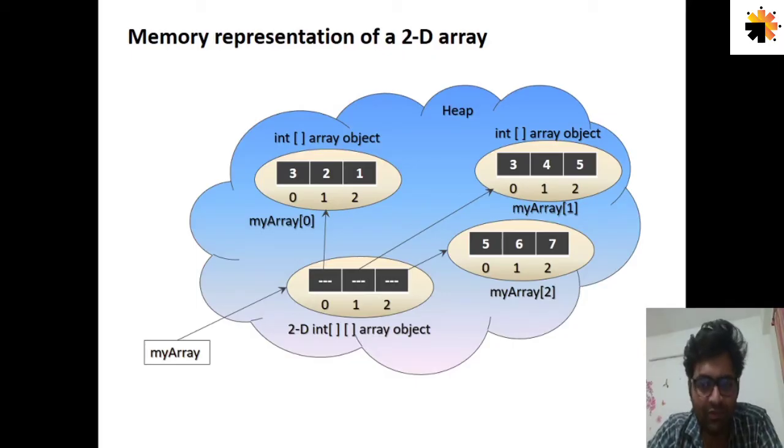So whenever I want to retrieve any value from here, for example I want to retrieve value 7, I'll be using both the index positions. So for 7 it will be my array of 2 2. My array of 2 2 will retrieve me the value 7.